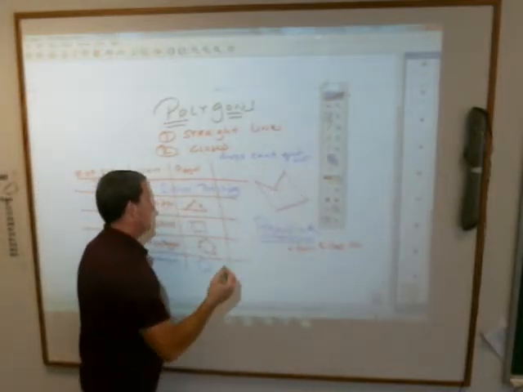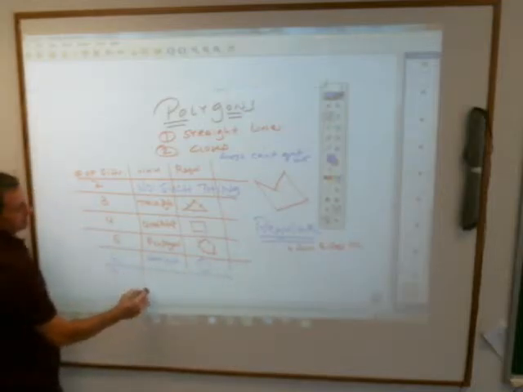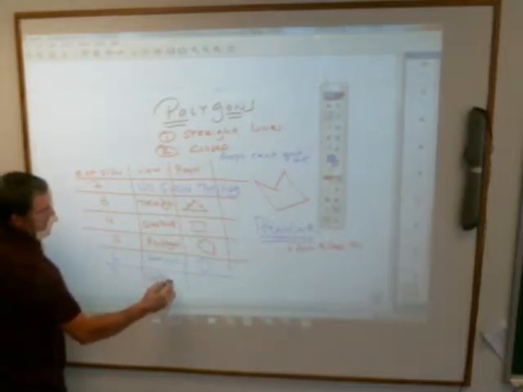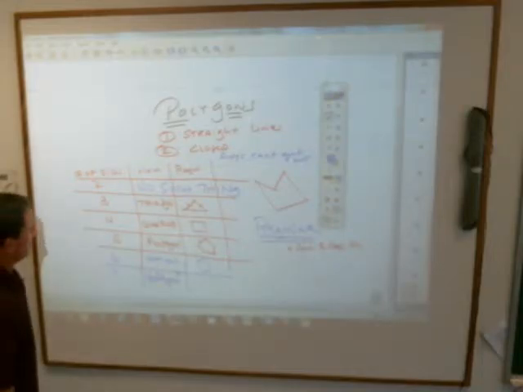A six-sided shape is a hexagon. Seven sides is a heptagon. How far did they go? Wait, we don't do an eight side? Oh, we do. They go all the way up to 12. Great. How are we going to do that? Next page.